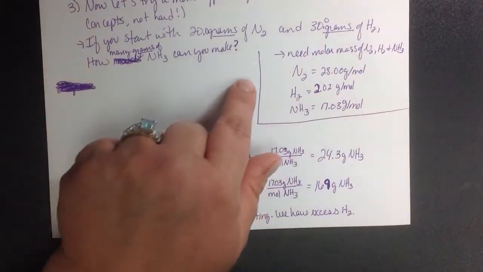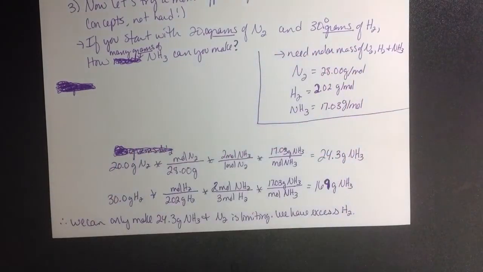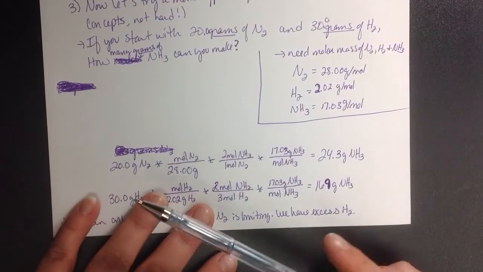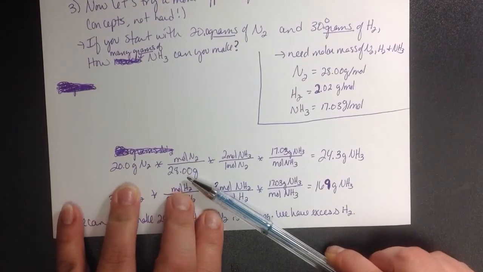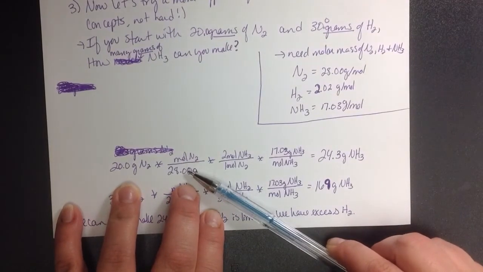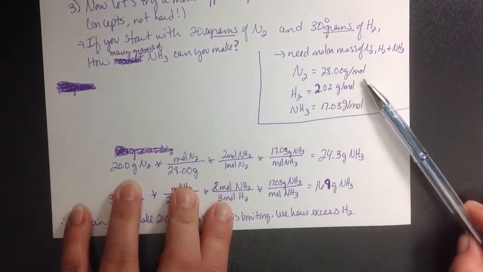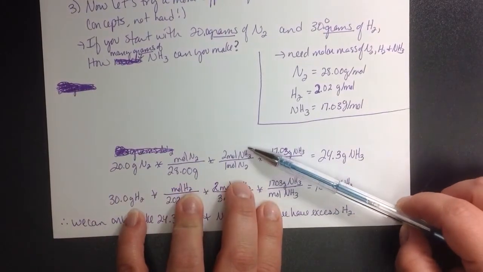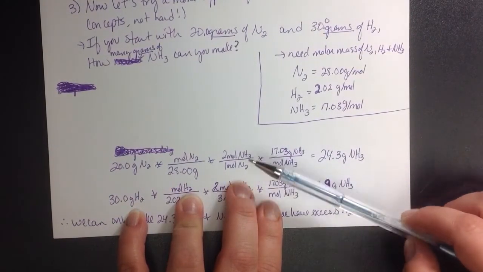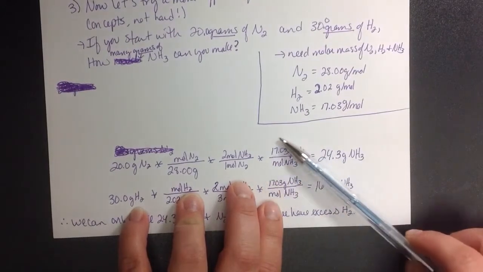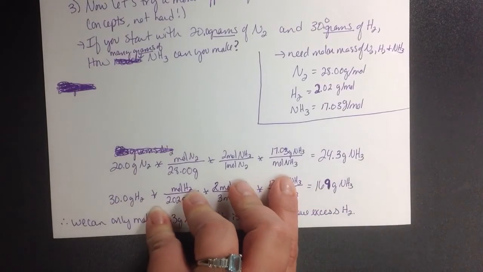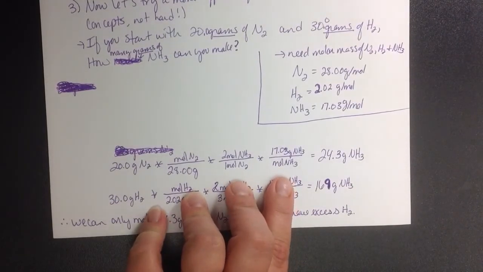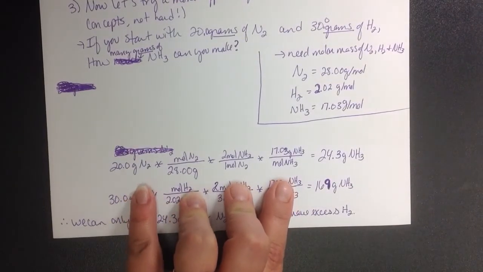I'm going to find out my molar mass of everything first, so that way I have that at my disposal. Okay. 20 grams of N2. And then there's the molar conversion. You do that by getting your molar mass, so that's where this came from. Now we go from moles of N2 to NH3, and then we do our molar mass of this guy. That's 24.3 grams of NH3 is how much you could make with 20 grams of N2.